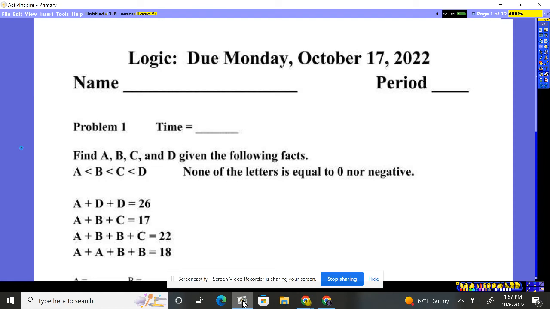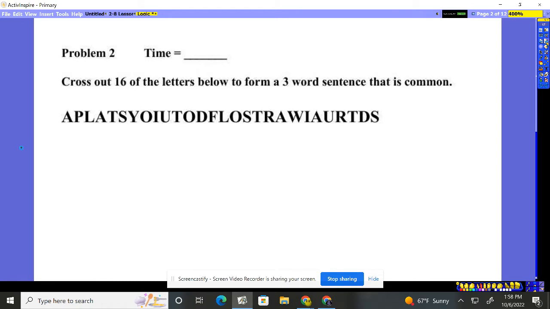All right, we're going to look at this logic. Problem 1. Find A, B, C, D given the following facts. Notice that A is the smallest value. Whatever A is, let's pretend A is, I don't care, 11. Let's go 6. It doesn't matter. Let's say it's 6. If it's 6, then you can figure the others out, but the 6 will be the same for every A in it. Same as if B is 15, every B will be 15 in the problem. Okay, that should be pretty straightforward.